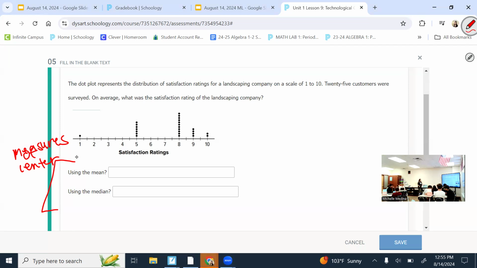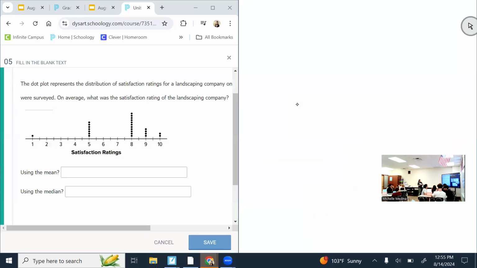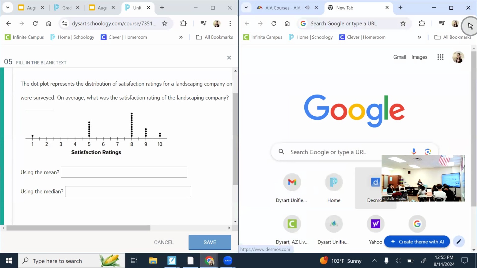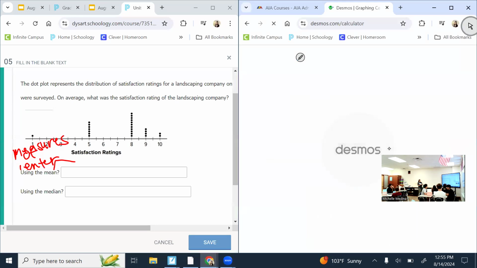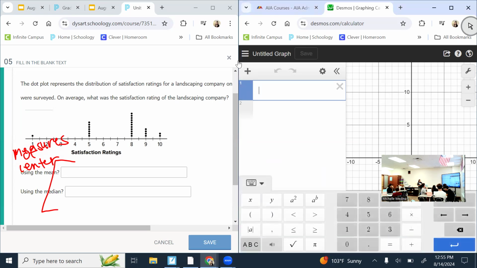What you can do, since we did do technology, is just type that all up into our graphing technology and probably easily find it. You could also do it by hand. You can see each individual data point because it's a dot plot, but up to you. This was the graphing technology lesson, so I'm going to show you with graphing.